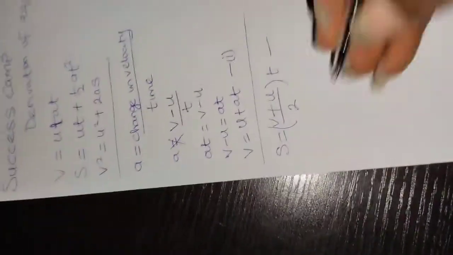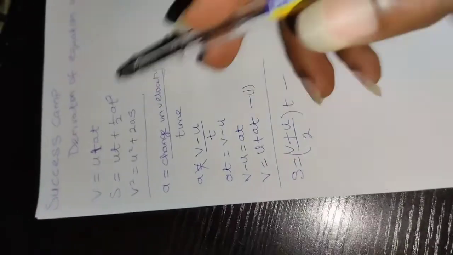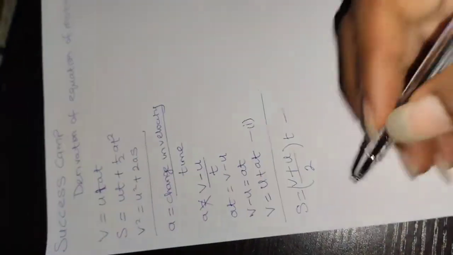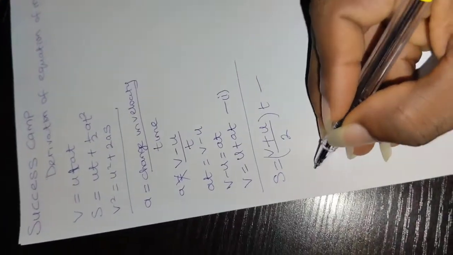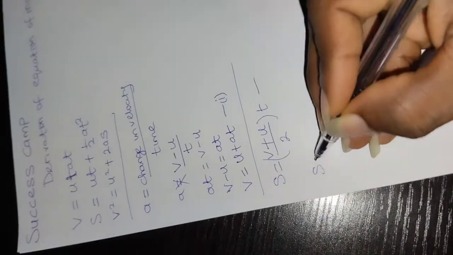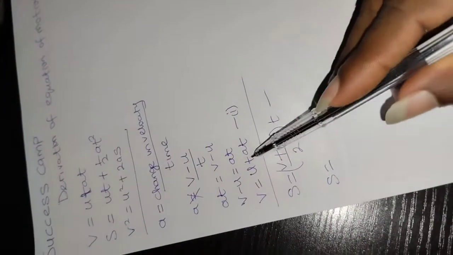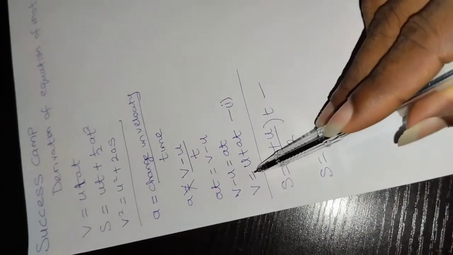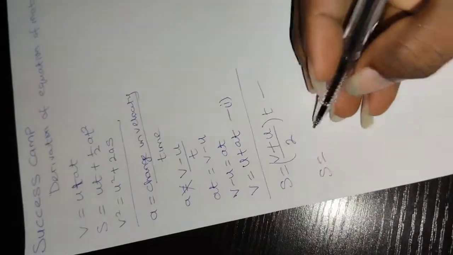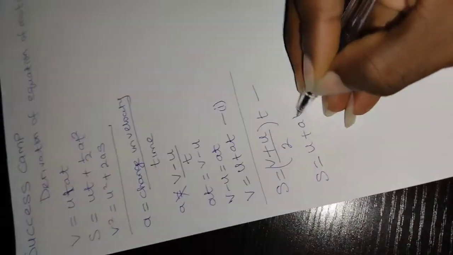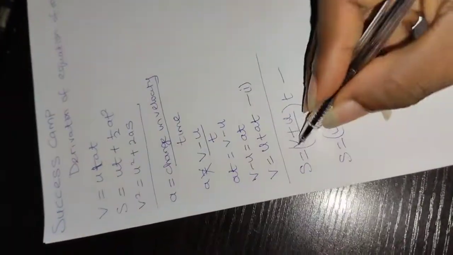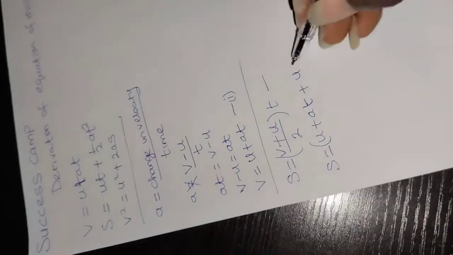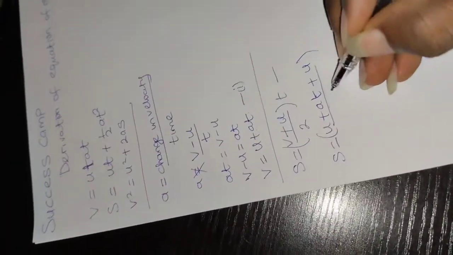Now with the help of the average speed, we can derive this second equation. What we'll simply be doing is s equals, and don't forget that from your first equation you got v equals u plus at. So we substitute anywhere we see v, we write u plus at, plus u, writing it back. This v becomes u plus at, and that's what I've written here, and then over 2.